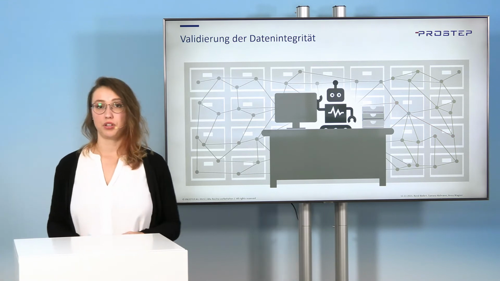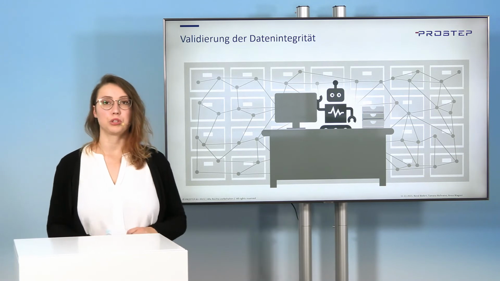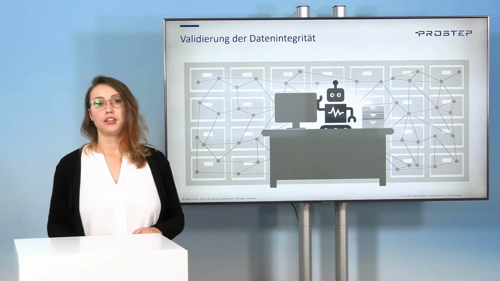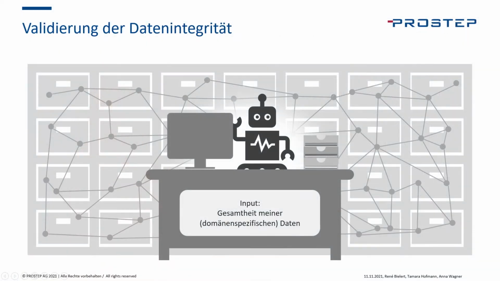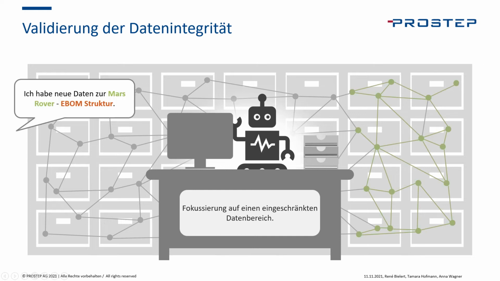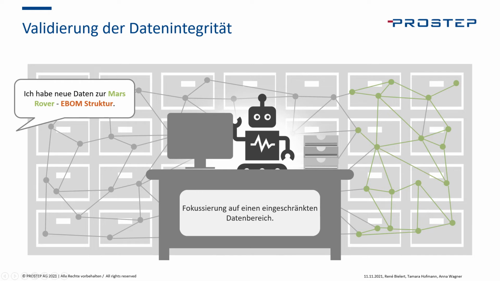Another advantage is that this communication is bidirectional. I can communicate with my secretary's office when I've changed the data. Here, my first input would obviously be that I have all of my domain-specific data available. Then I can focus my data input range on this limited range, the E-BOM structure within Mars rover. I can then further specify what area or what specific element has changed. Then I can transfer the changed data.